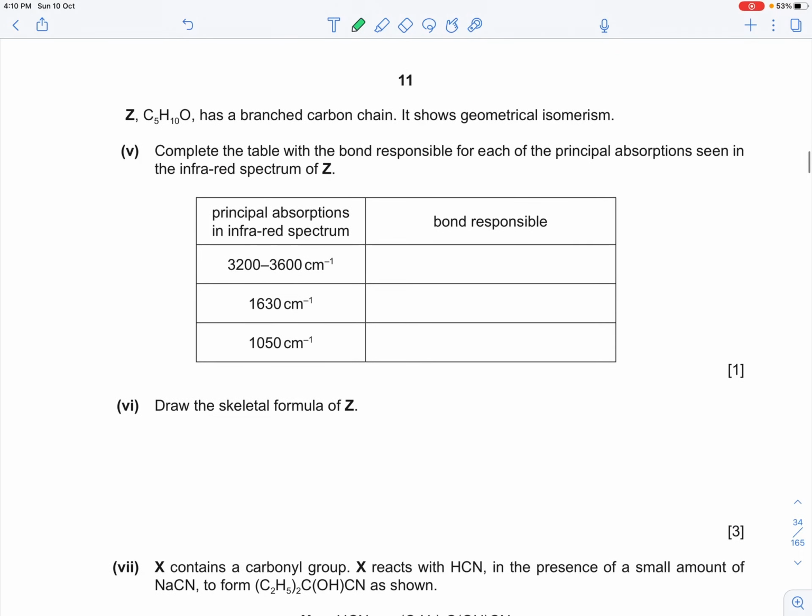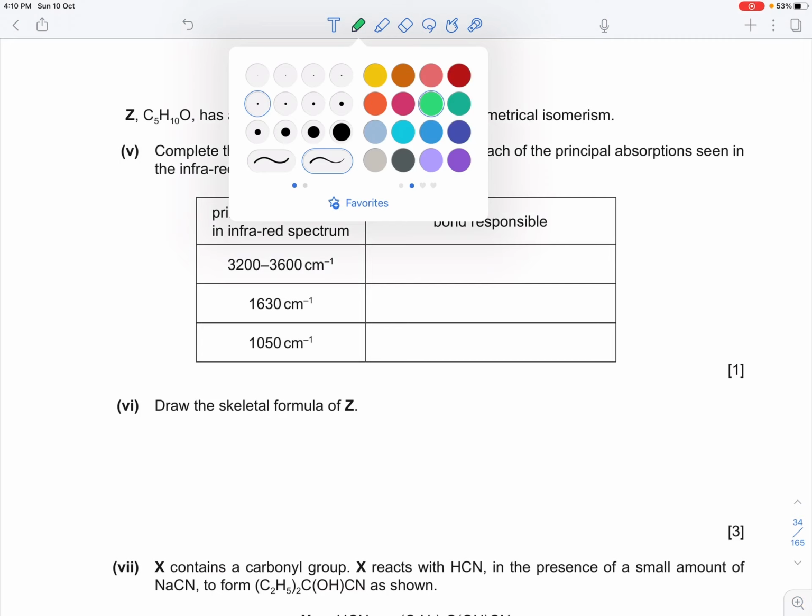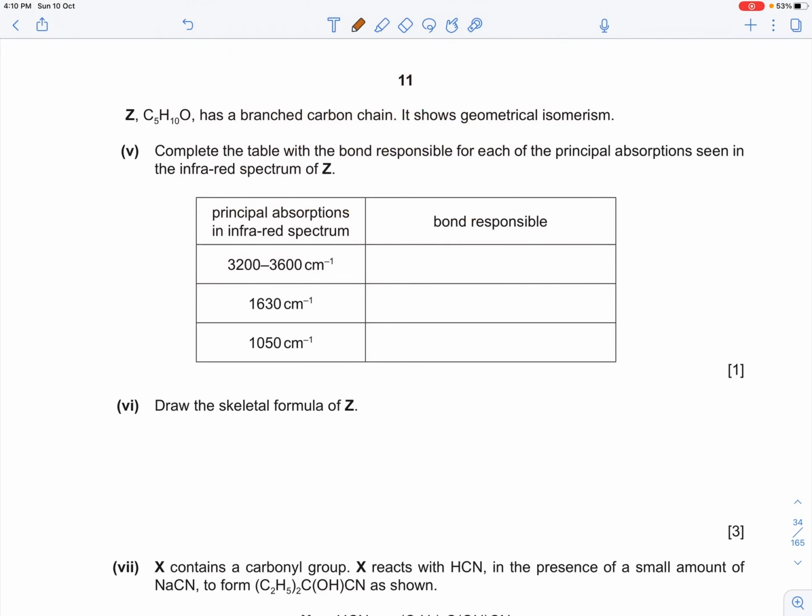Next part is Z has a branched carbon chain. Z is another isomer of the compound. We have X, Y, and Z. So they're saying Z has the molecular formula C5H10O, and it has a branched carbon chain. It shows geometrical isomerism. That means it is an alkene, right? Complete the table with the bonds responsible for each of the principal absorptions seen in the IR spectrum of Z.